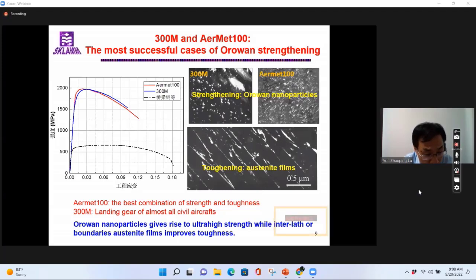A100 steel is strengthened by Ni3Mo or Ni3Ti via high alloying. The cost increased 5 times, but the yield strength only increased by 200 megapascal. This steel is widely used as landing gear for fighter airplanes, including F-22, F-35, and so on. So the overall mechanism is actually very successful.